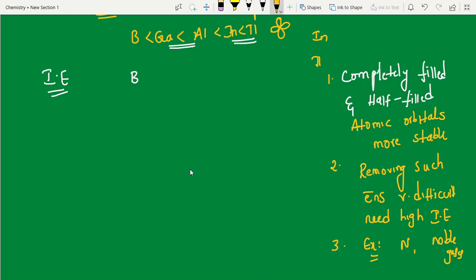Atomic radius is not a normal trend. Ionization energy also is not a normal trend. So here gallium has 3d10 electronic configuration. Here this one also. What is this one? Thallium. Indium, thallium. Thallium also has 4f14 electronic configuration. That's the reason. Now what is the trend? I am writing here, students. Directly I'm writing the correct order.